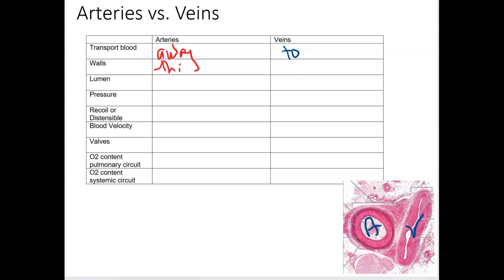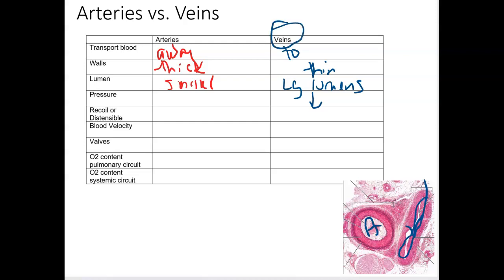We know that the walls are different. Arteries are going to have very thick walls, and they will have a smaller lumen when we compare them to veins, whereas veins have thin walls and large lumens. So if you look at this picture, you can see the artery wall is really thick, right? The vein is thinner, and the lumen of the artery is here, but this is the whole lumen of the vein. It's just flattened out, so they usually have a larger lumen. Now, the reason, again, is because veins have very low pressure. In fact, the lowest pressure of any blood vessel is a vein.